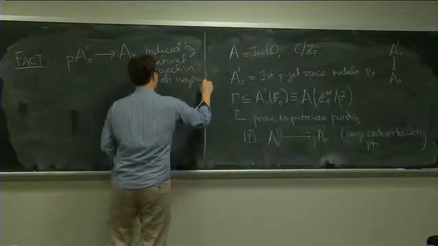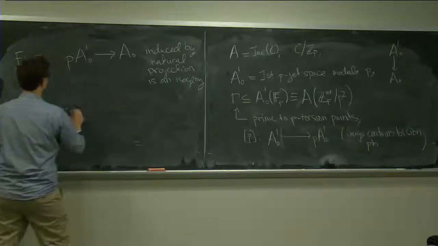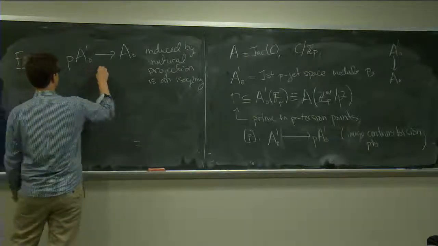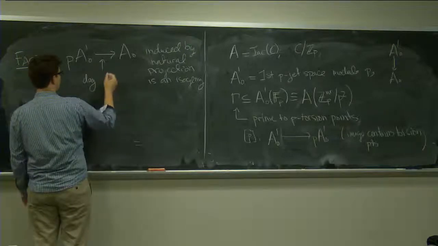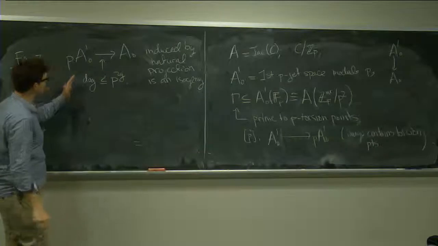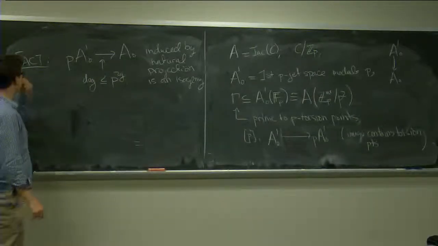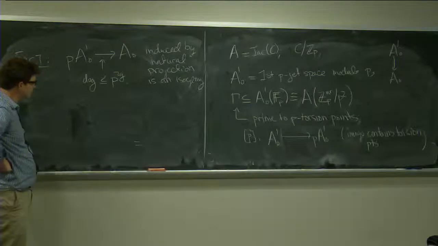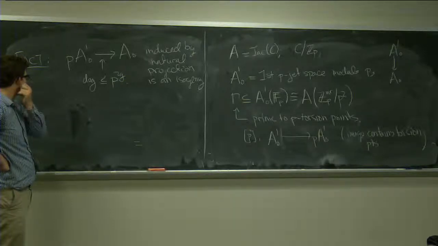So it has finite kernel, right? And moreover, the degree of this map is less than or equal to p to the 2g. This is because it comes from multiplication by p. The degree of multiplication by p on abelian varieties is this.